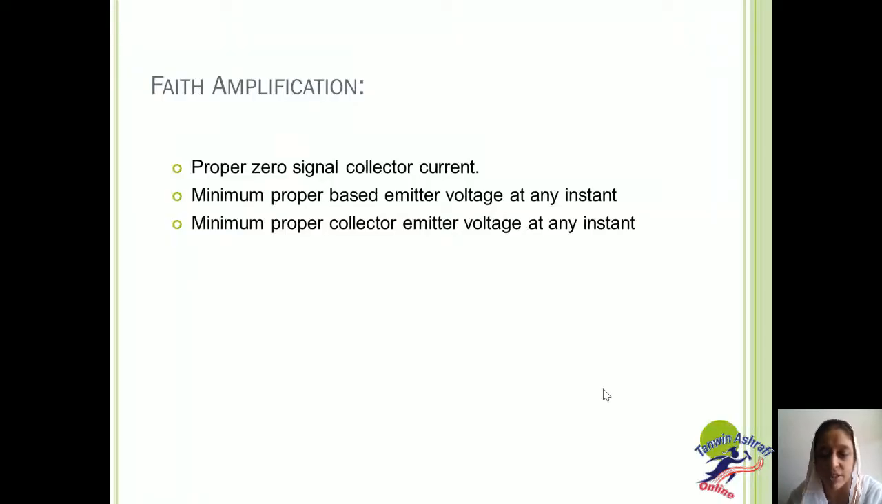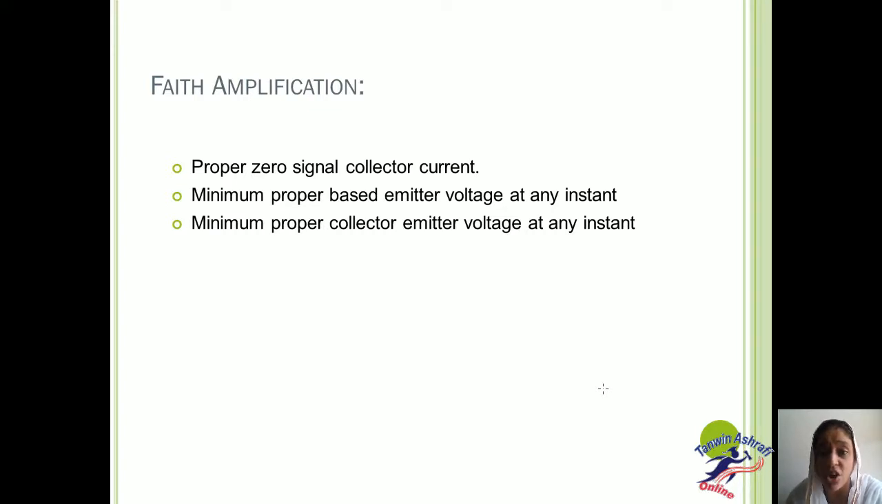Faithful amplification. The process of raising the strength of a weak signal without any change in its general shape is known as faithful amplification. The theory of the transistor revealed that it will function properly if its input circuit, that is the base to emitter junction, remains forward biased and the output circuit, that is the collector to base junction, remains reverse biased at all times. This is the key factor in achieving faithful amplification.